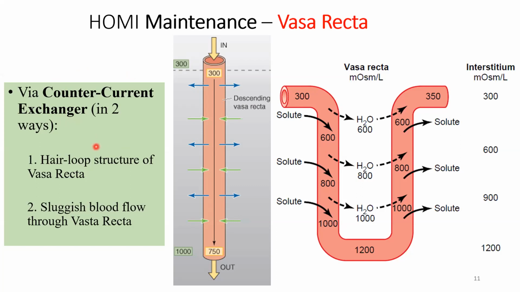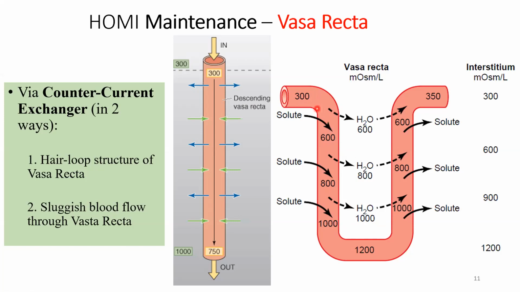Now, there are two mechanisms by which the vasa recta saves the day. There are two mechanisms by which the vasa recta basically maintains and helps the HOMI do its job. One is, just like the loop of Henle, it is a looped structure. It's not a straight line. It's not a straight tube. It is in a loop. The only difference is the flow of blood is opposite to the flow of tubular fluid.